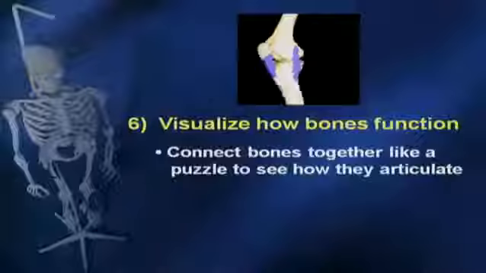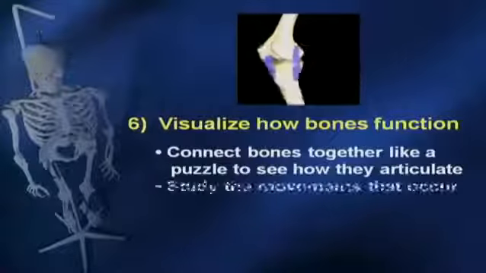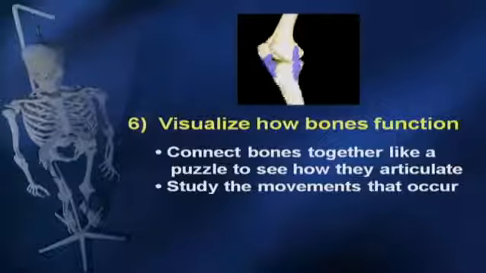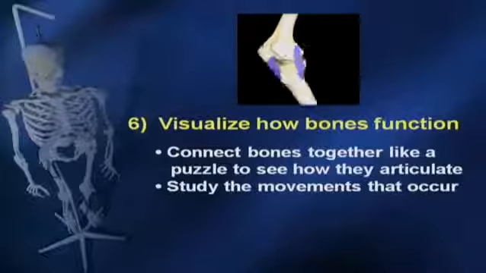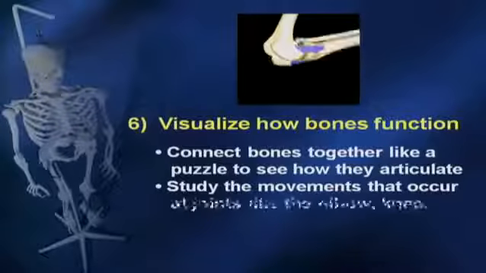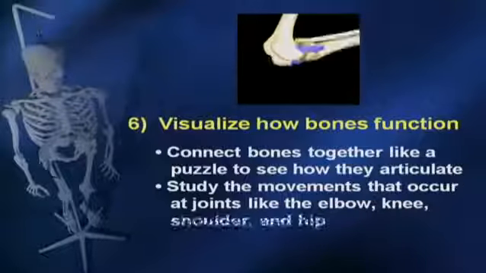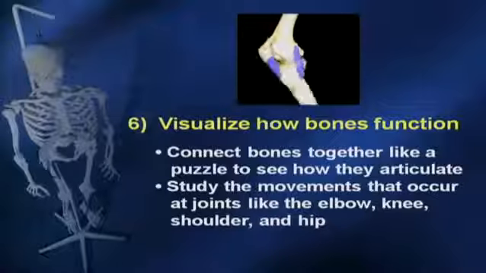So for example, you can connect bones that go together, and you can look at it as if it were pieces of a puzzle. See how things articulate for a knee joint. See how they hook up for an elbow. See how they hook up for a shoulder joint, a hip joint, any of those. So that's point number 6.